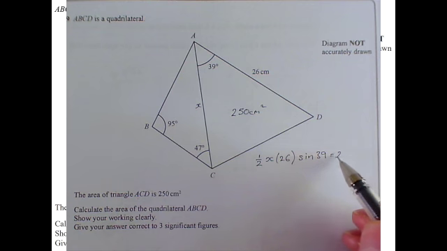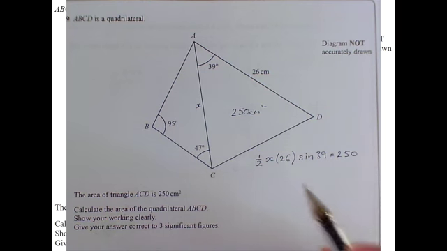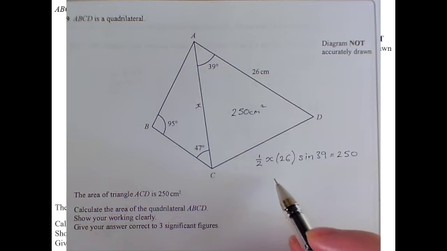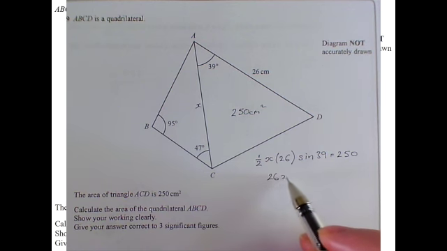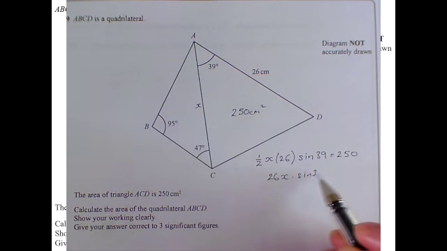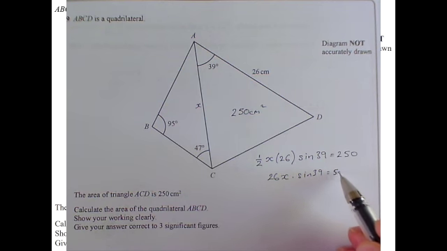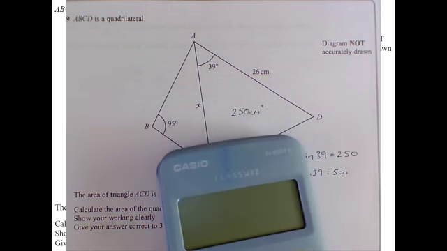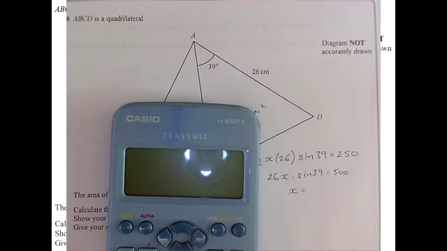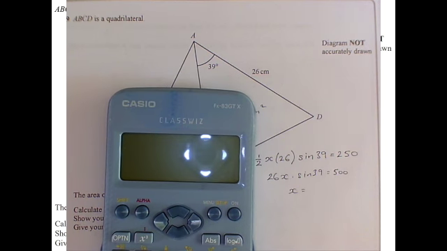Half x times 26 times sine 39 equals 250. That's actually enough information for us to work out the length of AC, or x. So 26 x times sine 39 equals 500. And if I do on my calculator 500 divided by 26 sine 39, I should be able to find the length of AC, or x.